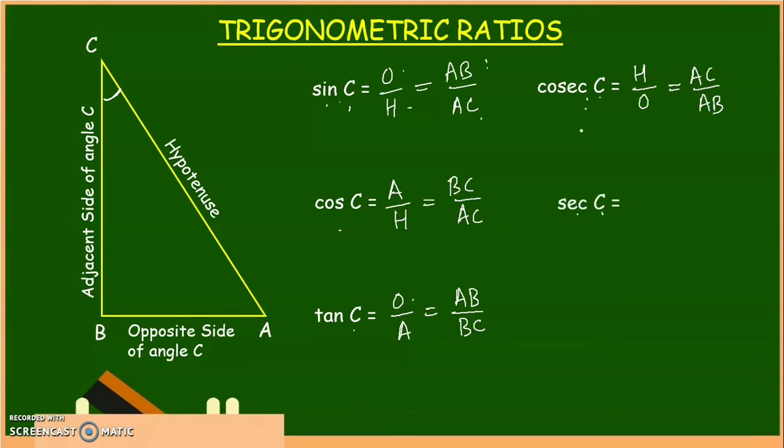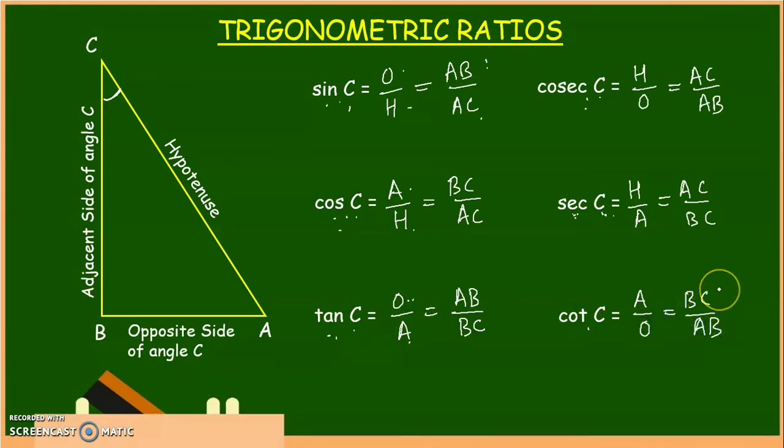Same way, sec of angle C is the reciprocal of cos C. So here the formula for cos C is A upon H, adjacent upon hypotenuse. So the formula for sec of angle C will be hypotenuse upon adjacent, which is equal to AC upon BC. And the last trigonometric ratio, cot C, is the reciprocal of tan C. Tan C is opposite upon adjacent, so cot C will be adjacent upon opposite, equal to BC upon AB.